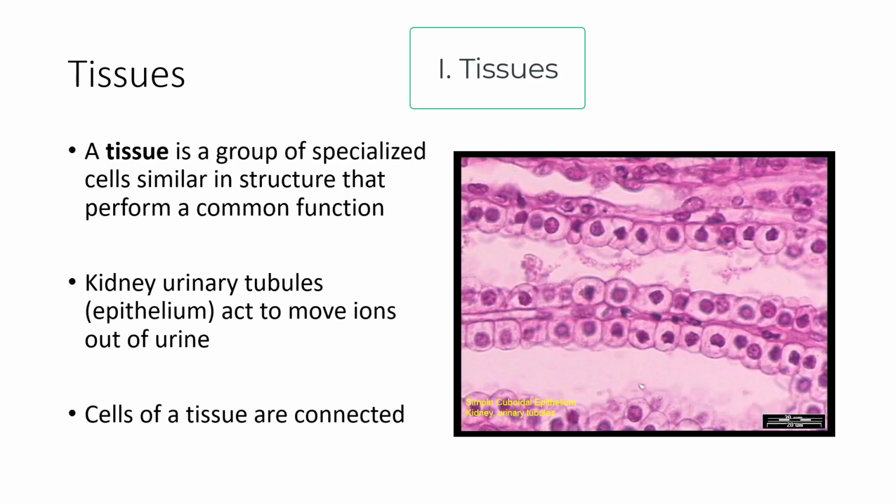A tissue is a group of specialized cells similar in structure that perform a common function. For example, in the kidney, you have these urinary tubules which are lined by simple cuboidal epithelium. This simple cuboidal epithelium acts to move ions out of filtrate, turning the filtrate into urine by concentrating it. And these cells have to be connected or they will not be able to function in moving ions between blood vessels and the filtrate. So you can see these simple cuboidal tissues are attached to a basement membrane. So these are an interaction between epithelial tissues and connective tissues.